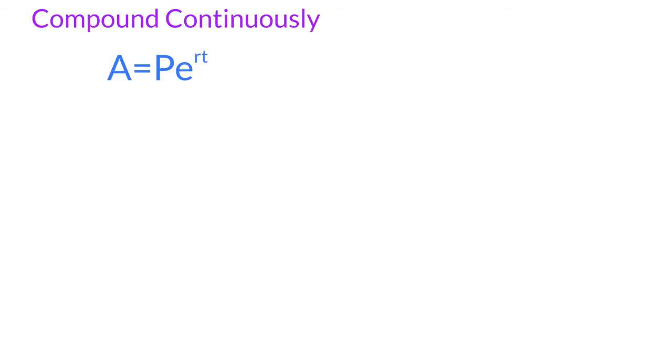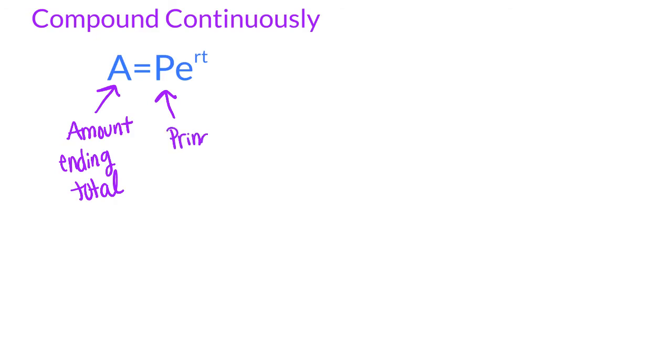So we also have another formula that's used for compounding, and it's this one here, and we call this one the PERT formula, as the A represents the amount. Okay, this is your ending total. P represents your principal. Now principal, what that really means is your starting amount. What do you have at the beginning?